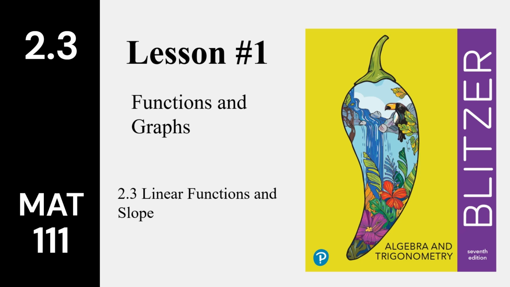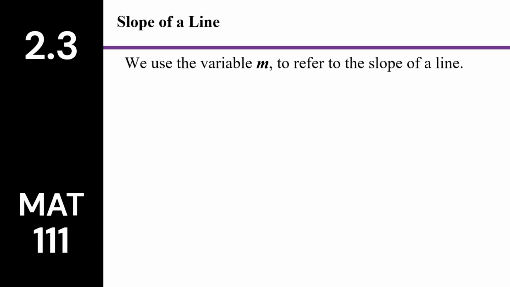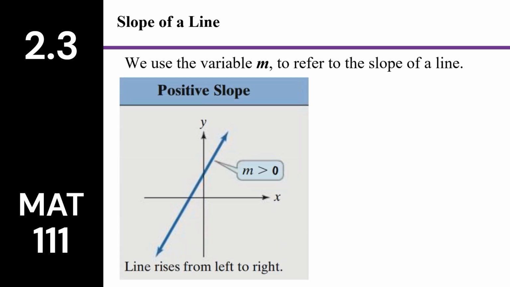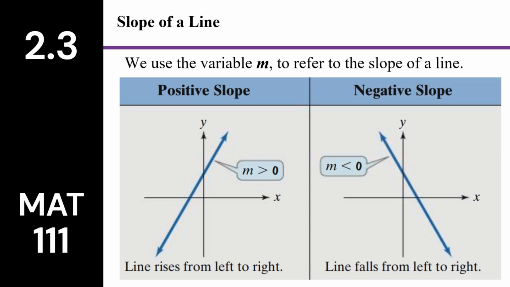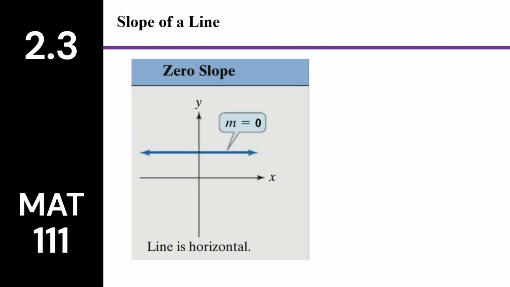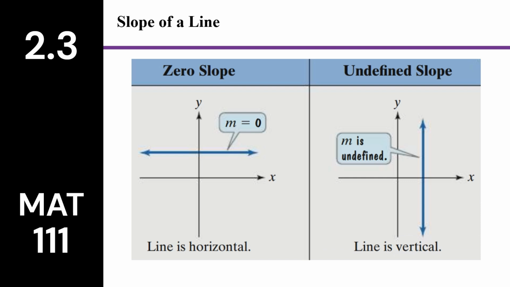Section 2.3, Linear Functions and Slope. We use the variable m to refer to the slope of a line. When the line rises from left to right, we say the slope is positive, and when it's going down from left to right, we say the slope is negative. If it's going horizontal, then the slope is 0. And if you can't go from left to right at all because the line is vertical, then there's no slope.